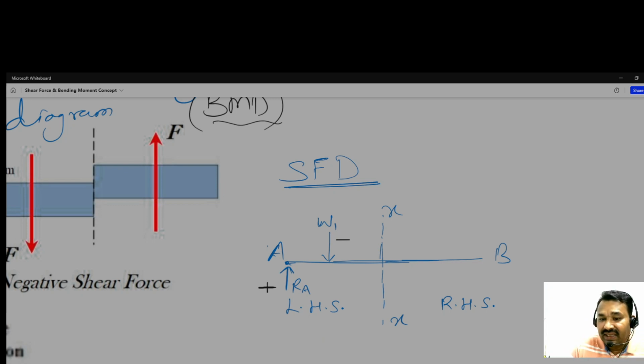And what about the right hand side? So the right hand side, the same situation. This is the reaction RB, and this is suppose the force, load W2. Okay, so RB direction is minus, this W2 direction is plus. Okay, so in this way we take the sign convention.